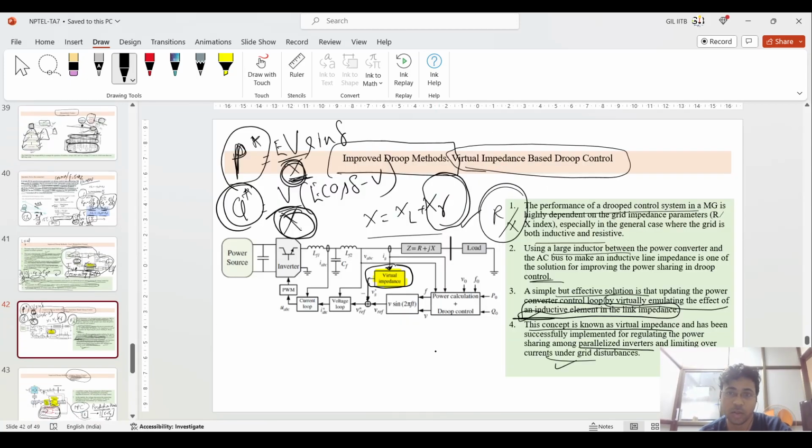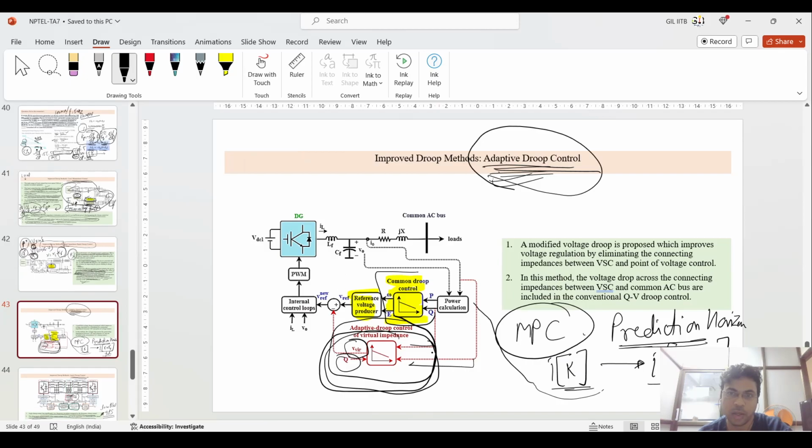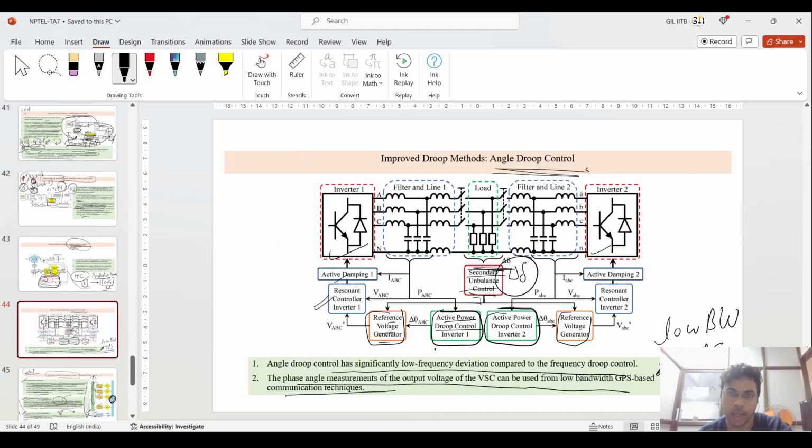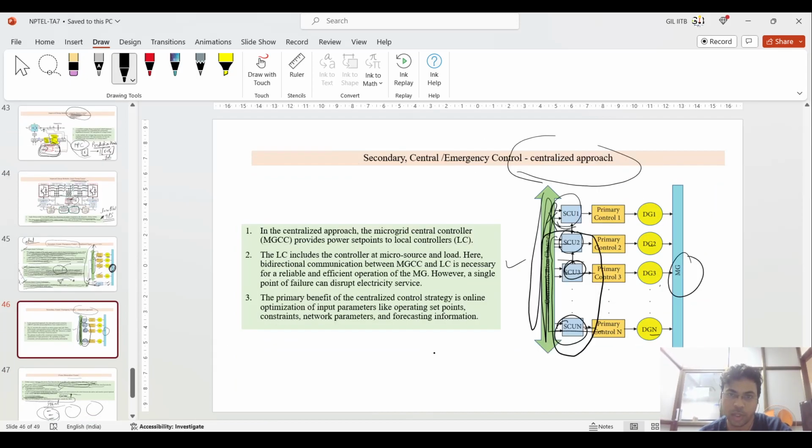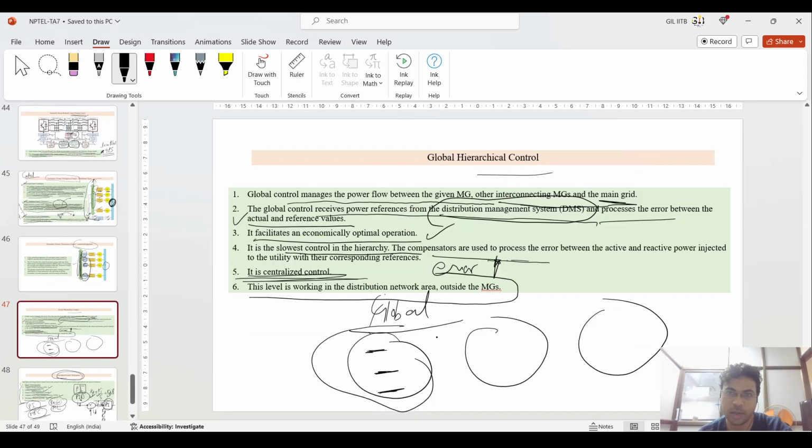We study this ancillary services from the higher care control, and there are some improved droop methods also, that is virtual impedance based, adaptive droop based, and angle droop based methods. And we also study the secondary control and the central control. We study the two types, that is centralized and decentralized.